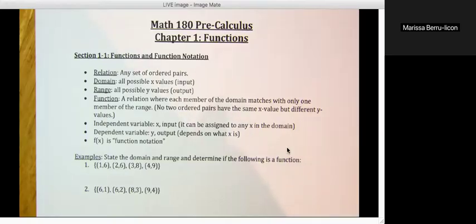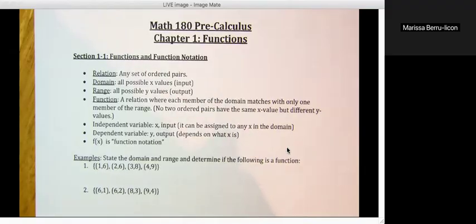Okay, so we are going to start looking through our material for our Math 180 pre-calculus class. Starting with Chapter 1, Section 1, we are looking at functions and function notation. When we are looking through the beginning of this section, we're really going to define some terms that we need to be aware of and be speaking the same language.